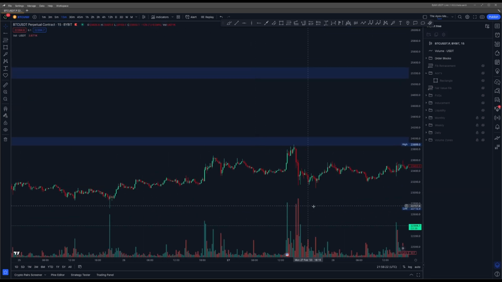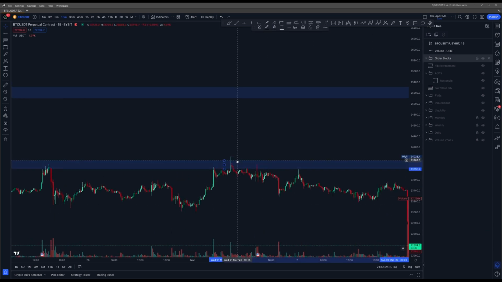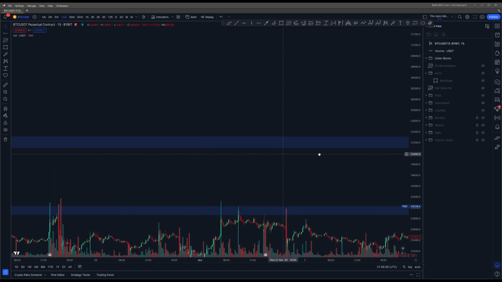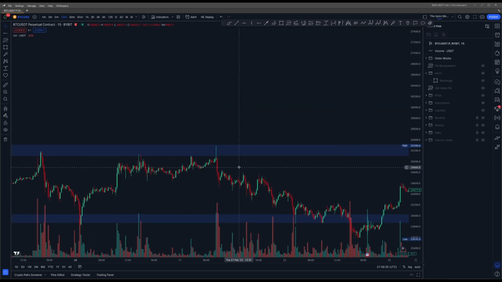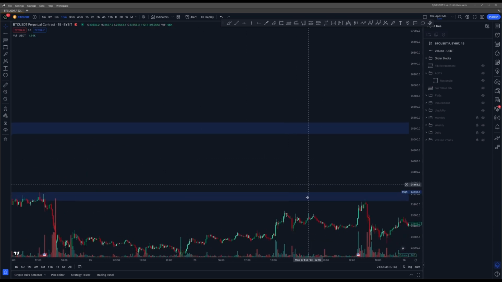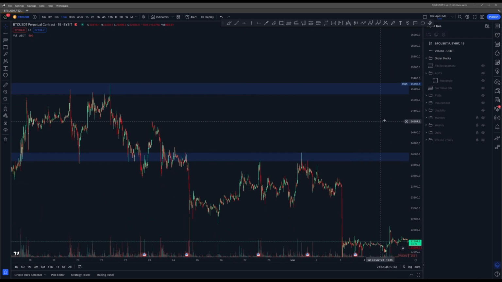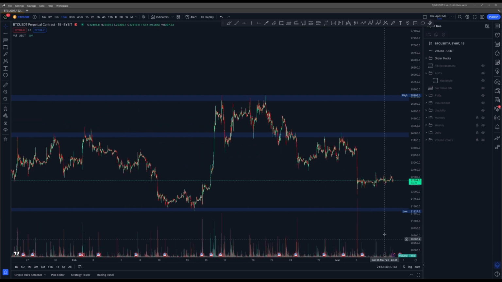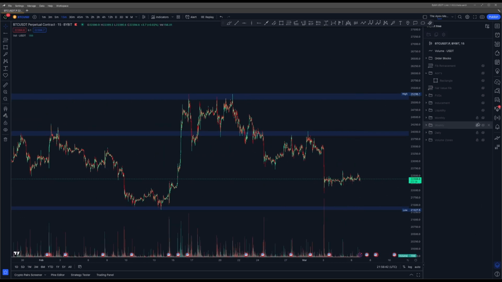That hasn't been tested. Ooh, that's our order block there. And we have an order block to the upside, which is here. That is yet to be tested. Okay, so guys, we have order blocks. This is where price is right now, BTC.